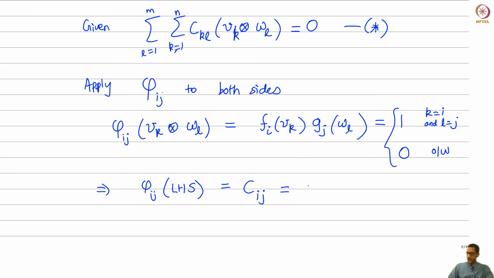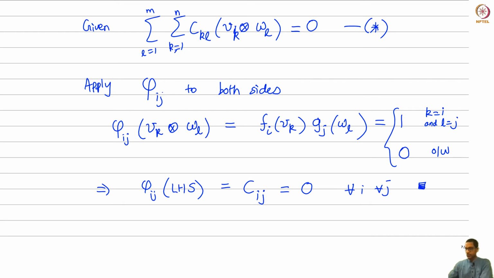And of course, phi ij of the right hand side is 0. So what I've done is shown that phi ij of the LHS, which is cij, is 0, and this is true for all i and all j. I can just change my i and j, and so I'm done. That's exactly what I wanted to prove. Okay, good.